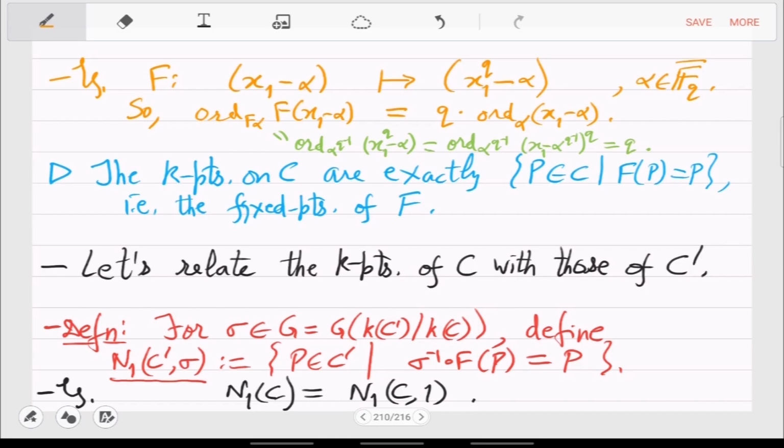It is an important example to remember because inside the proof of the Riemann hypothesis, all these things will become implicit. Yes, and then we define this important generalization of point counting. It is with respect to a Galois automorphism sigma. So N1(C prime, sigma) is those points which are fixed by sigma inverse f, or in other words, when you apply Frobenius, you get a conjugate by sigma action.